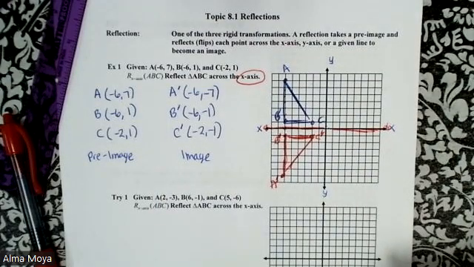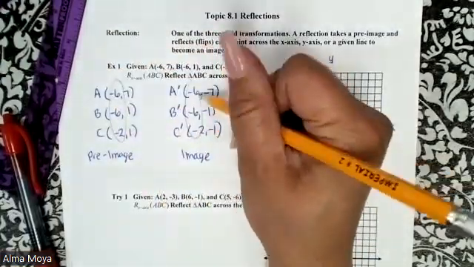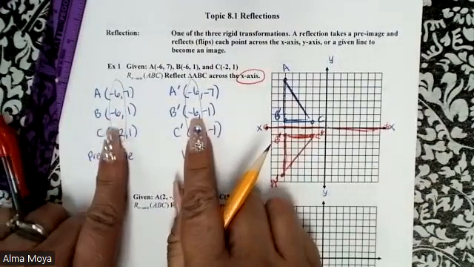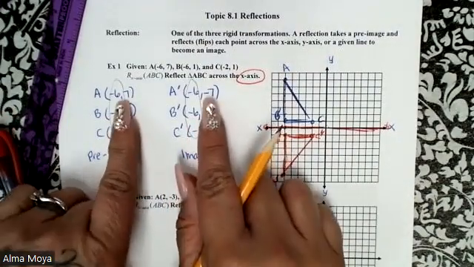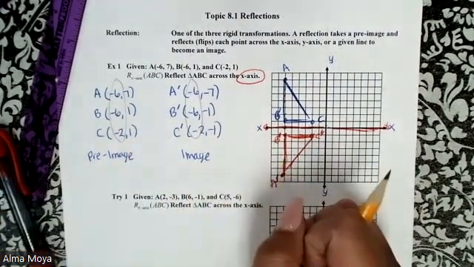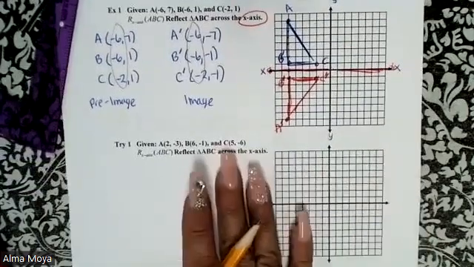I'm hoping you guys can see the relationship here. If you look, all your X's are staying the same. You see that? -6, -6, -2. But what's happening to the Y's? They are changing signs. Okay, let's try the next one.